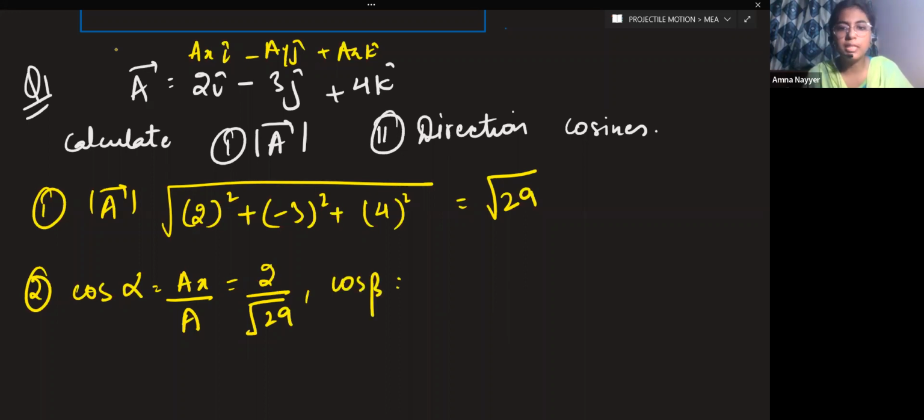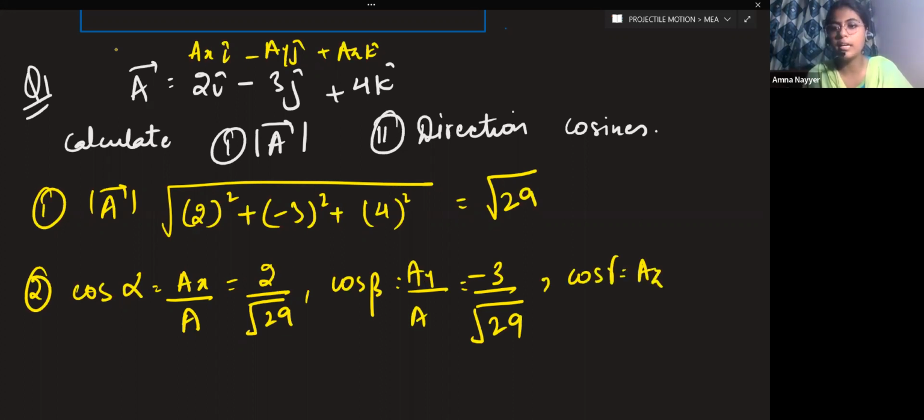Cos beta is ay divided by a. Coefficient of j cap is minus 3, so this becomes minus 3 by under root 29. And cos gamma will be az divided by a. So az is 4, 4 divided by under root 29.